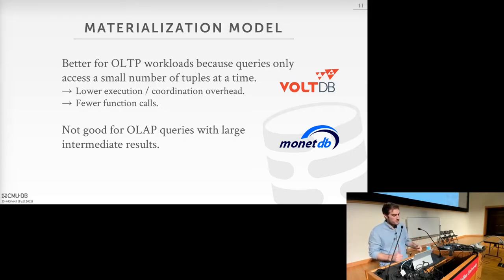On the other side of things, it's less good for OLAP queries because they typically have really large intermediate results. You have to compute an entire join and materialize that. That can grow quite large. There are some systems that do it. For example, MonetDB has a vectorized operator at a time processing engine. It's a column store, a DSM store, and basically it will operate on an entire column, produce that output, and then that column will be the input to another operator. Yes?